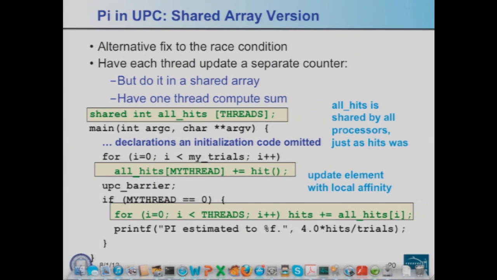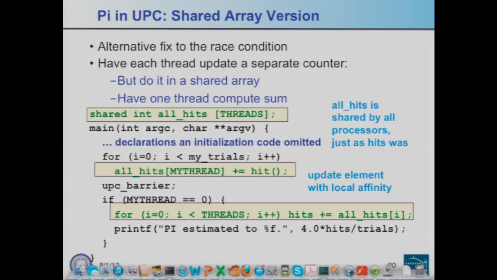So now what I'm doing is when I'm accumulating the hits, I'm writing into the element that I have affinity to. So that's two advantages. One is I've eliminated the race condition because each thread is now writing a different element of the array as it's doing the accumulations. And the second advantage is that it should perform pretty well because those local accesses are just going into the memory that's on your node. There's no network traffic, no communication involved.